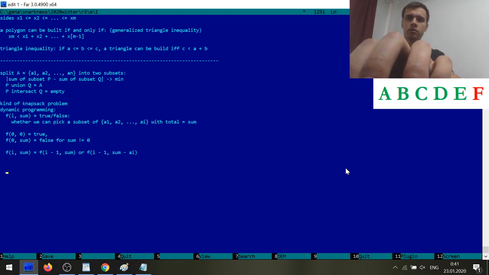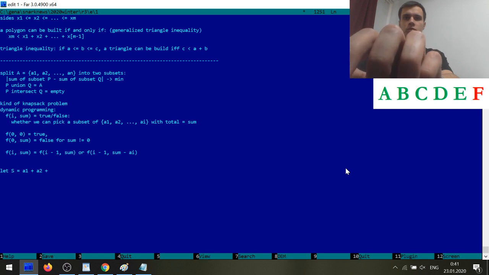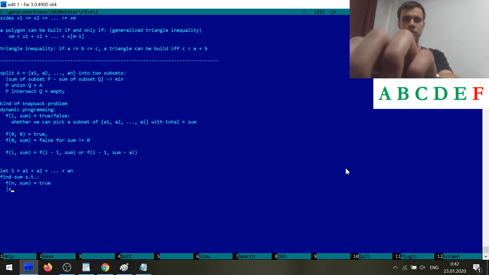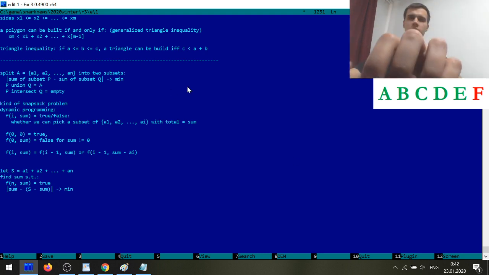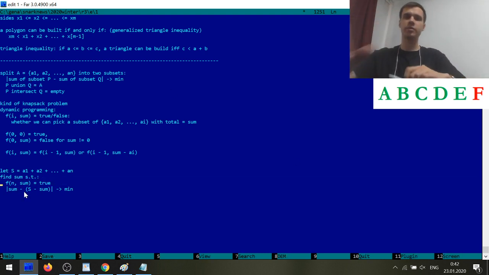And then let S be the sum of all integers. And the solution is to find sum such that f(n, sum) is equal to true and the absolute value of S minus sum minus sum is minimized, because I just find the first subset. So sum, in this case, is the sum of the first subset. The sum of the second subset will be S minus sum, just whatever is left, and the difference wants to be minimized. So I just follow this problem statement. So that's how I split it into two subsets which have the smallest difference.